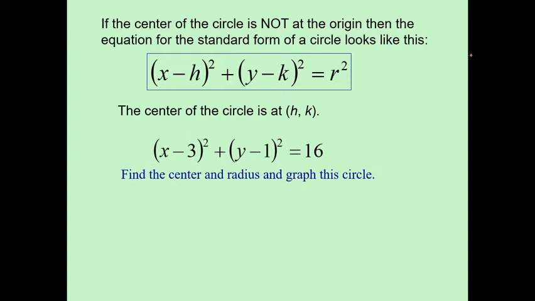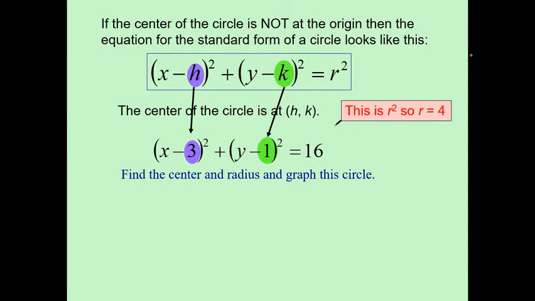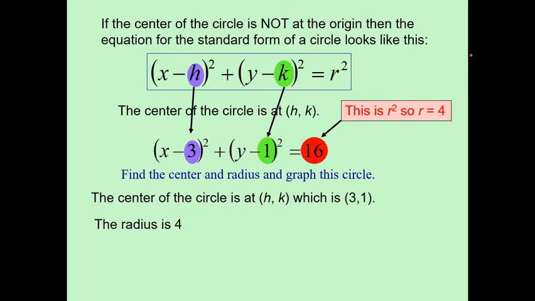Okay. Find the center and the radius and graph this circle. We have (x minus 3) squared plus (y minus 1) squared equals 16. Notice the h and the k values. And this is r squared, so r is equal to 4. So the center of the circle is at (3, 1).